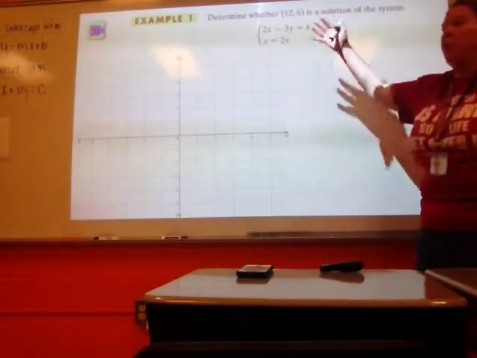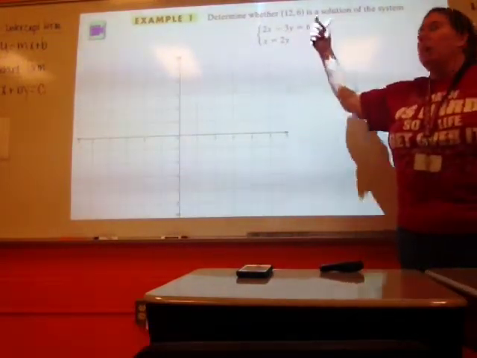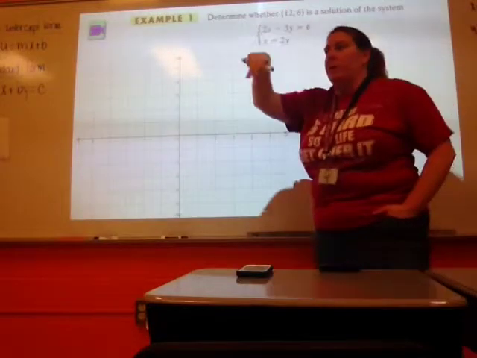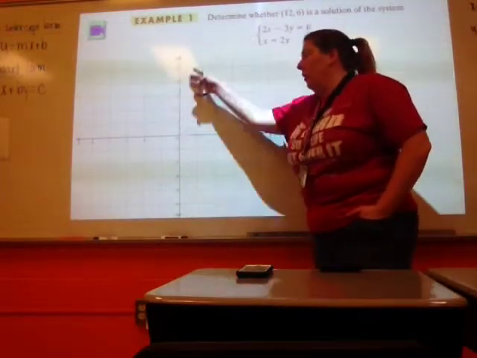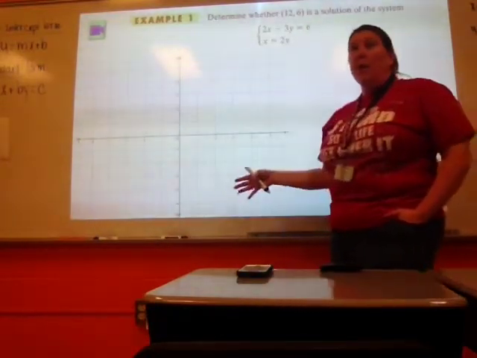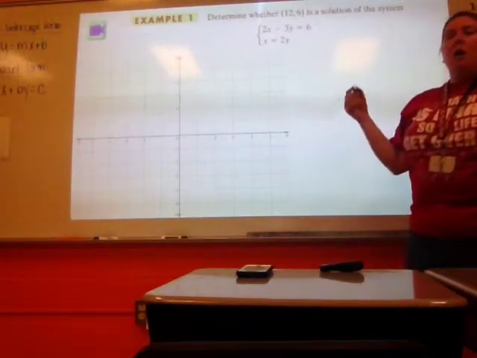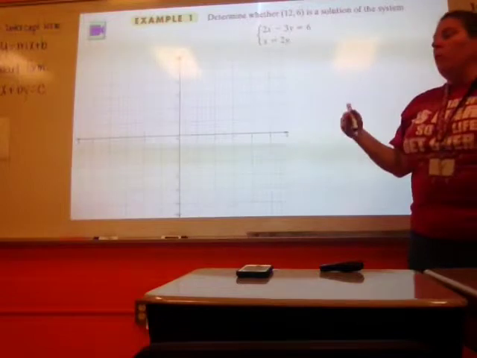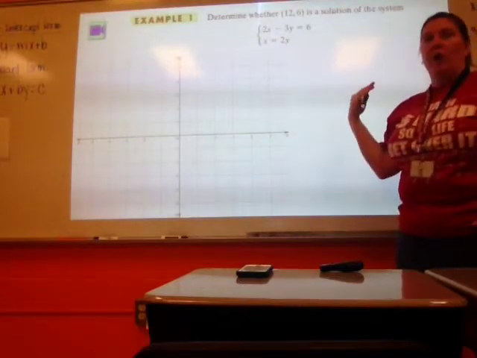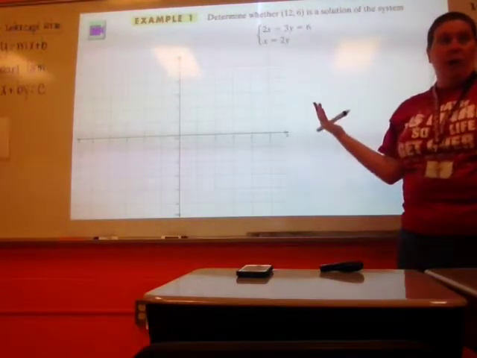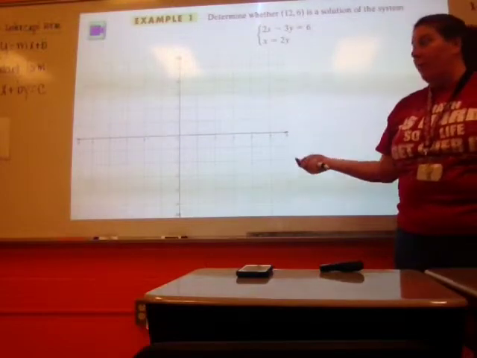You would have to put them both in slope-intercept form. You would then have to identify your slope, identify your y-intercept, and graph the equations, which we could do. Everybody agree with that? We can all do that. That's what we call finding it graphically. It's a graphing method.